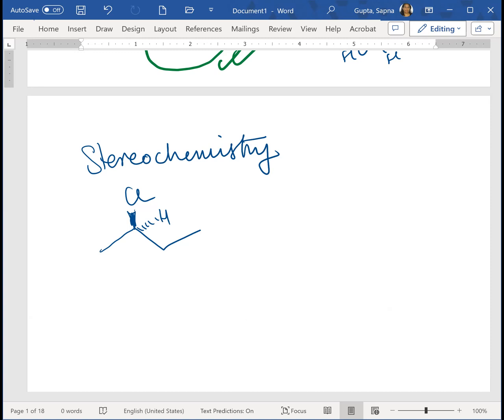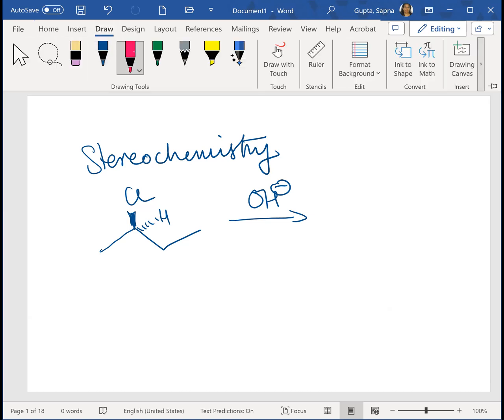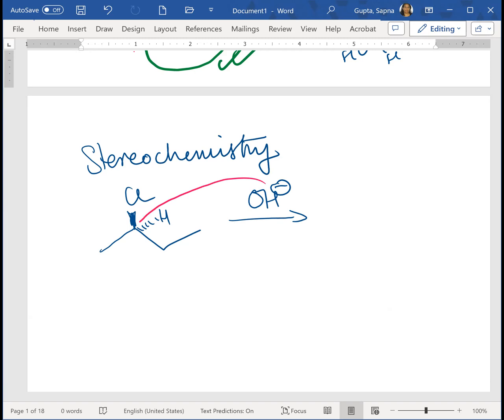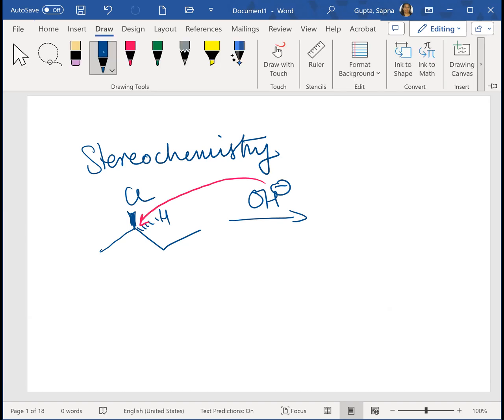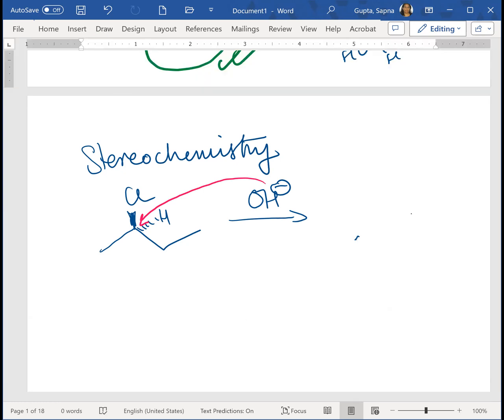So when we say there is a backside attack, here we're going to write the mechanism without writing the transition state. When we say there is a backside attack, it means the chlorine is coming out at you. It means that the hydroxide is coming from behind. So if it is coming from behind, now what's going to happen in the product, the OH is behind and the hydrogen moves to the front.